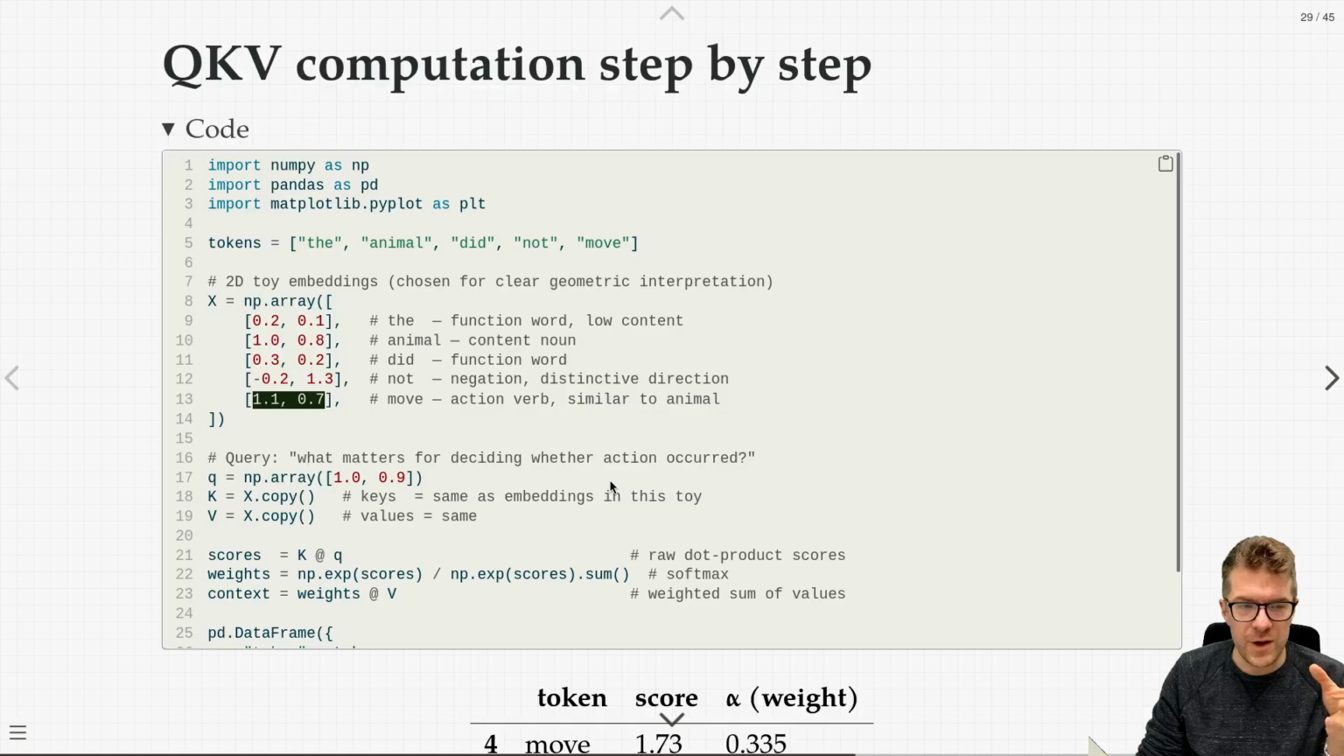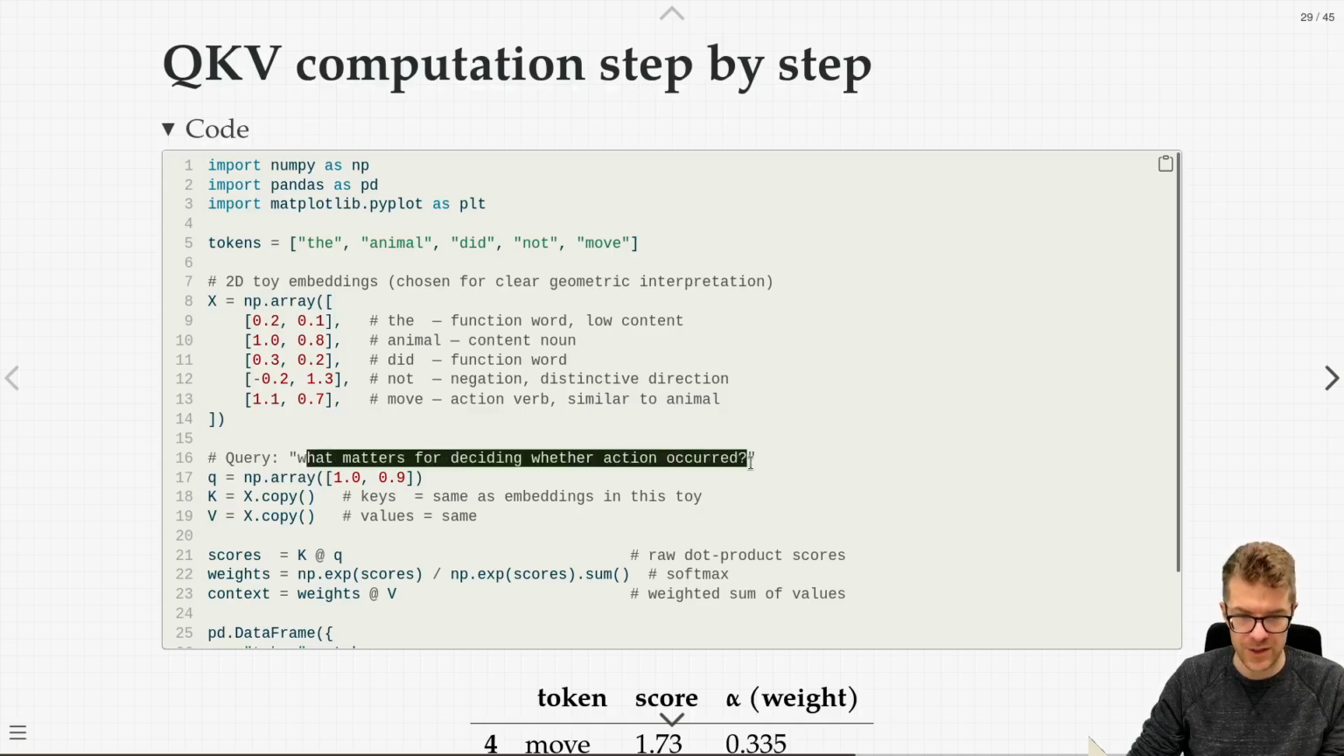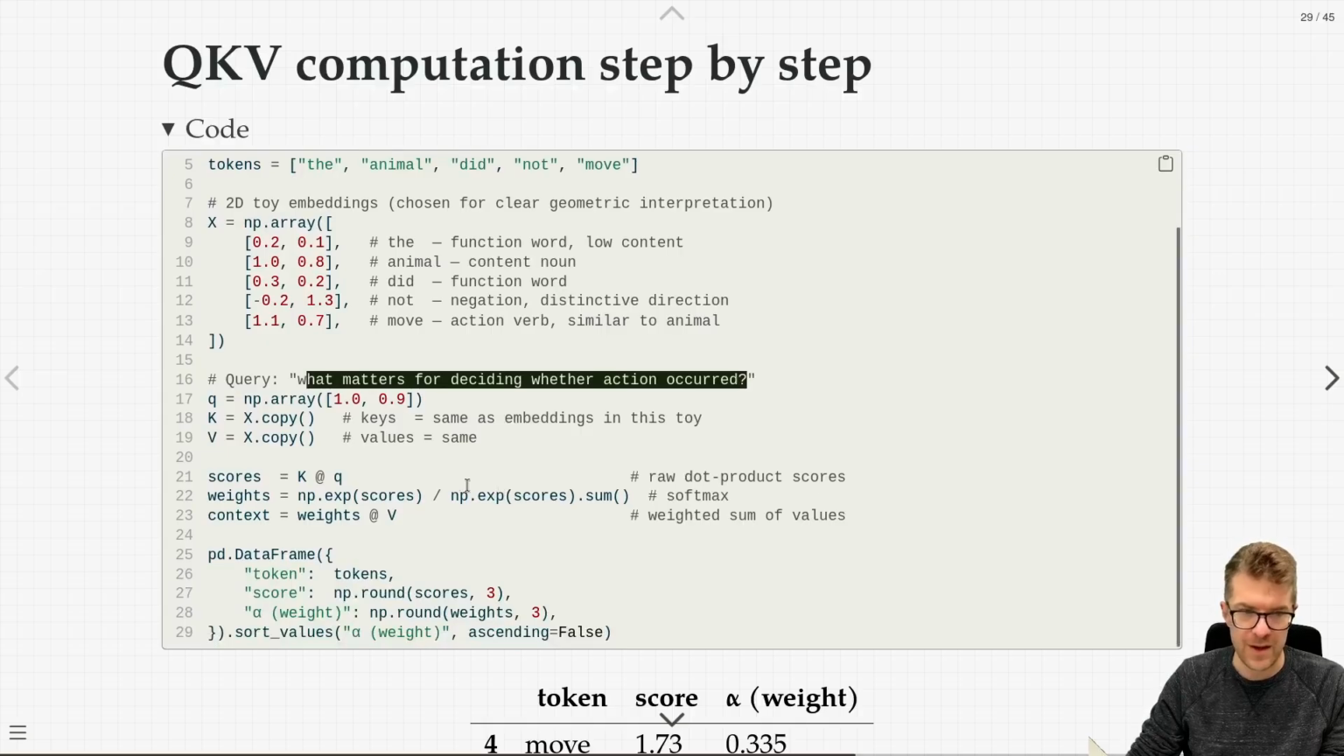We want a neural network to basically classify whether an action occurred, like did something happen in this sequence of tokens. So did an action occur? It cares about the content in an embedding. So we have these cartoon examples. This is the query vector. That'll help us answer this question: what matters for deciding whether an action occurred or not.